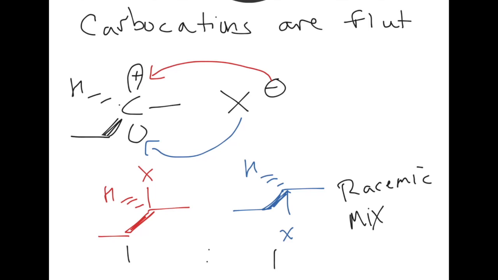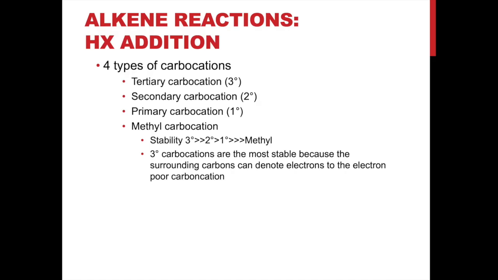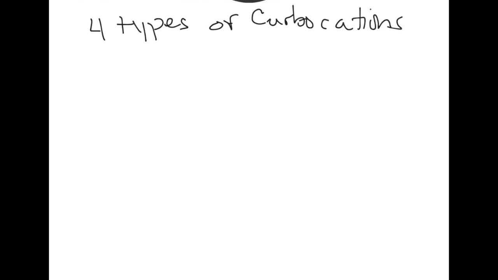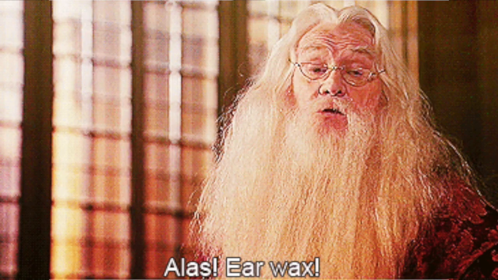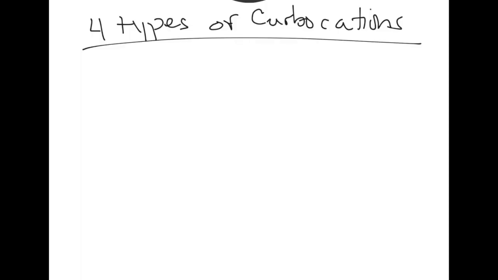Okay, so carbocations come in 4 flavors. I assume they're all like the nasty jelly beans from Harry Potter. They're like bogey and earwax. I assume they're all bad, but there are 4 flavors.